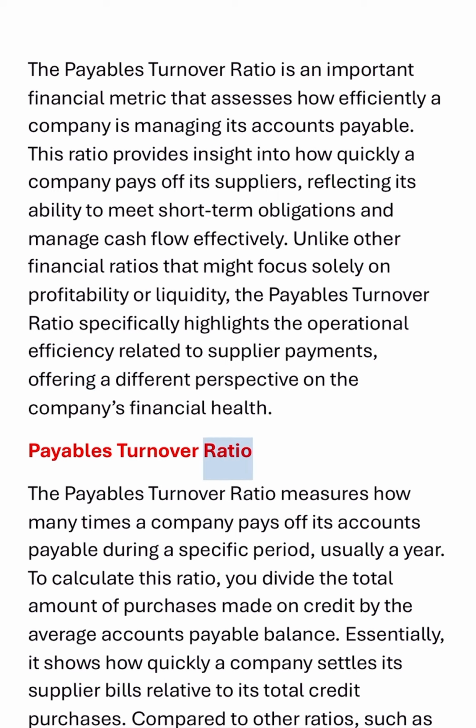Payables turnover ratio. The payables turnover ratio measures how many times a company pays off its accounts payable during a specific period, usually a year. To calculate this ratio, you divide the total amount of purchases made on credit by the average accounts payable balance. Essentially, it shows how quickly a company settles its supplier bills relative to its total credit purchases.